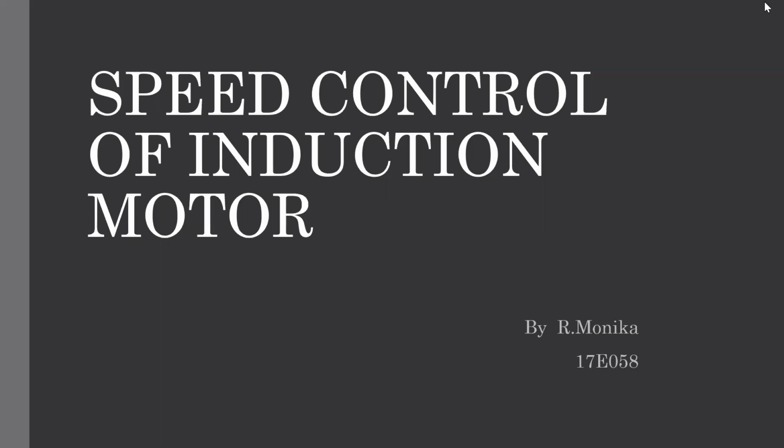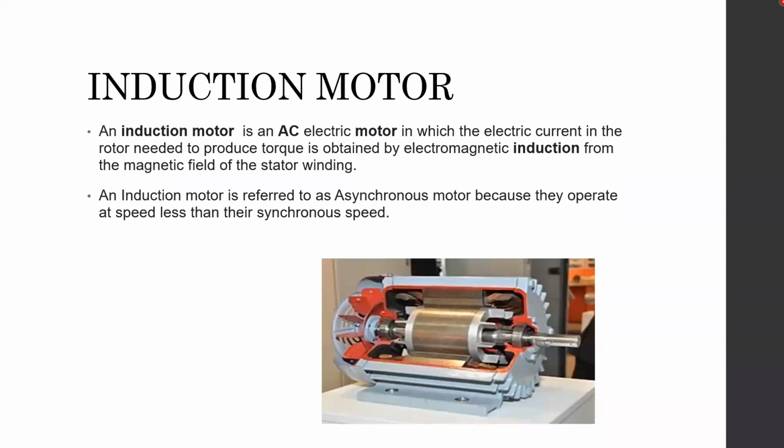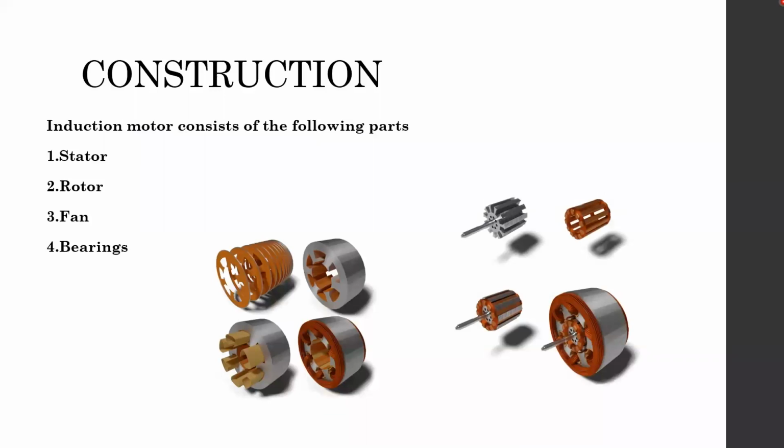I am here to present about speed control of induction motor. An induction motor is an AC electric motor in which the electric current in the rotor needed to produce torque is obtained by electromagnetic induction. An induction motor is also referred to as an asynchronous motor because it operates at a speed which is less than its synchronous speed. Now we are going to see about the construction of induction motor.